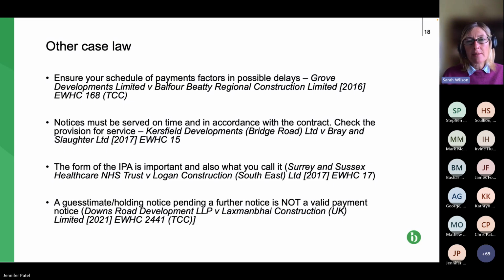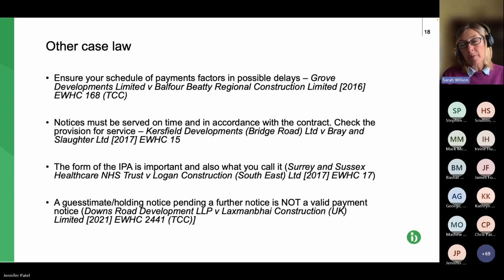So the next case is a 2016 case, Grove Developments and Balfour Beatty. In this case, in the contract, they had a payment schedule, which is really popular and seems really sensible. We have our list of interim payment applications, our list of due dates, so it's all covered through the contract. What they forgot to do, or possibly deliberately didn't do, was to carry on that schedule of payment processes beyond the completion date.